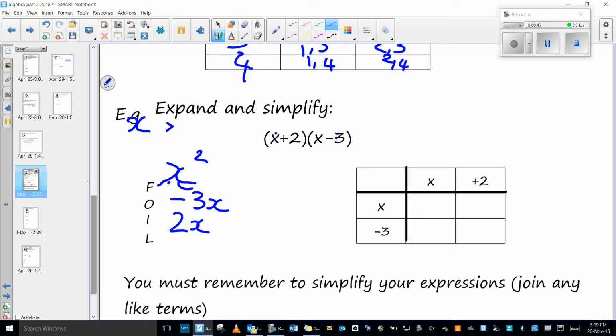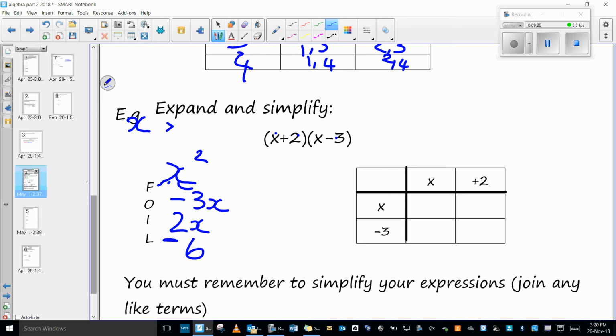What are the last two terms in each bracket? What's the last term in this bracket? 2. And what's the last term in this bracket? Minus 3. So you're multiplying those two together. What's that? You've got 2 and you've got negative 3. It gives you negative 6, good, because it's a positive 2 and a negative 3. This rule is only for multiplication and division.